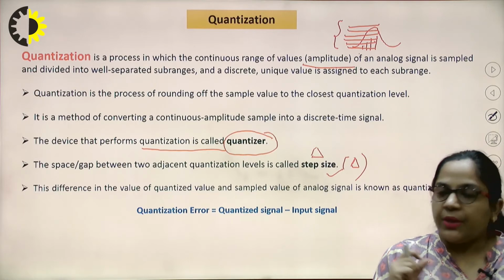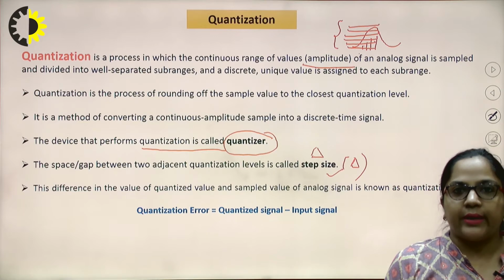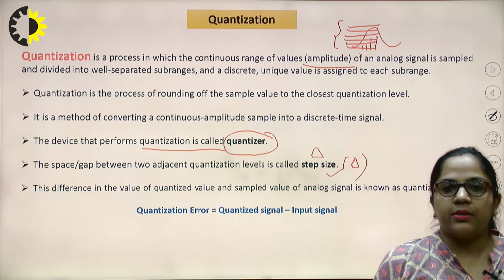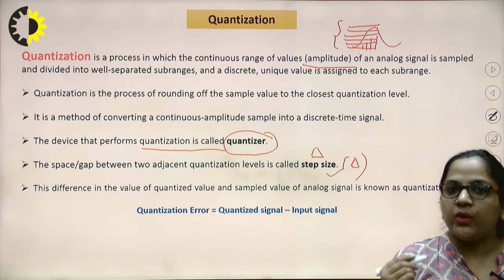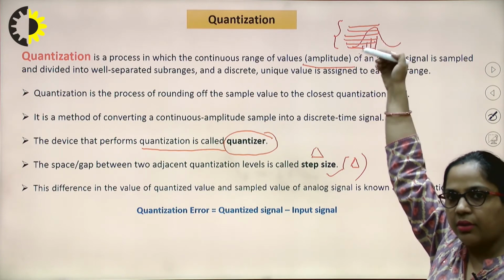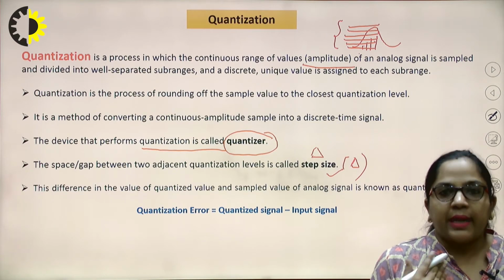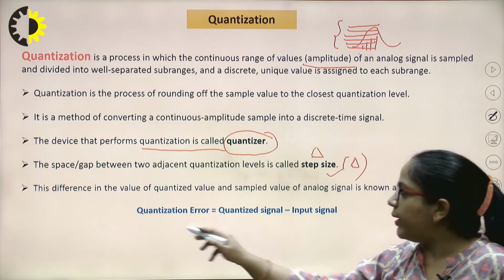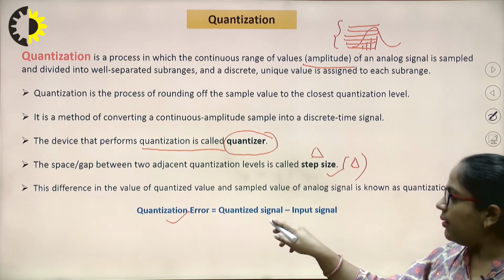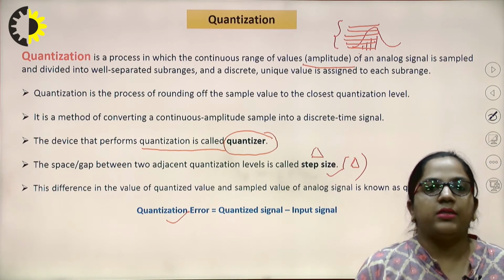The difference between the quantized value and the sampled value of the analog signal is called quantization error. That means if our sample is lying anywhere between two levels, then we have to assign a particular value to that sample, either the higher level or the lower level. This difference between the actual value and the assigned value is called quantization error. The quantization error we can calculate with this simple mathematical relation: the quantized signal, the value that we have assigned to that particular sample, minus the input signal, that is the original value of that particular signal.